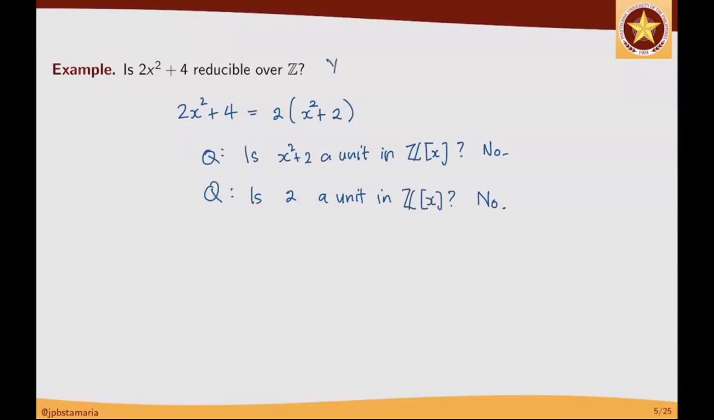So the answer to this question is yes. Kasi yung 2 dito, hindi siya unit over Z. Naintindihan nyo? I was able to factor 2x squared plus 4 into 2 factors so that both of the factors are non-unit. Nagkataon kasi sa Z, si 2 ay hindi unit. Ang units nga lang kasi sa Z ay 1 or negative 1. Kumbaga, kapag ang ring na pinag-uusapan ay Z, nagmamatter yung factorization na to. Kumbaga, this is not a trivial factorization.